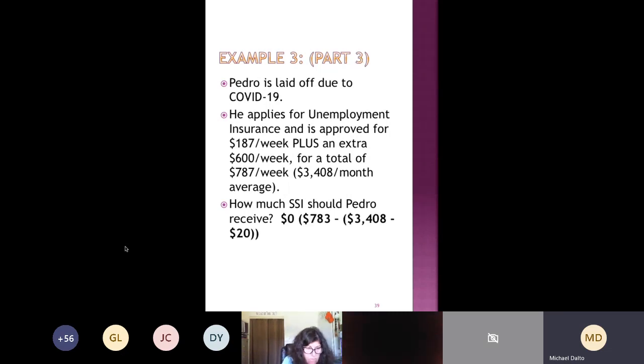Well, I can tell you, with that much unearned income, and remember they count all but $20 of it against your SSI, that's going to be way, way, way over the limit for him to keep an SSI payment. His SSI will go down to 0 for certain. What will happen to his Medicaid?